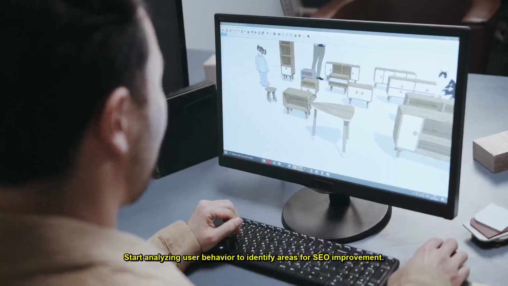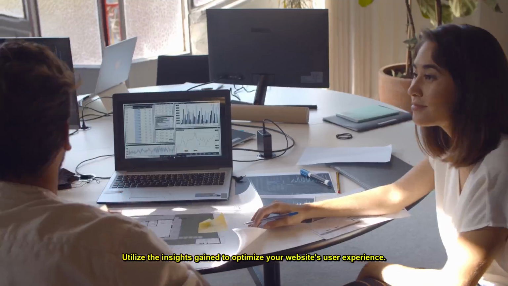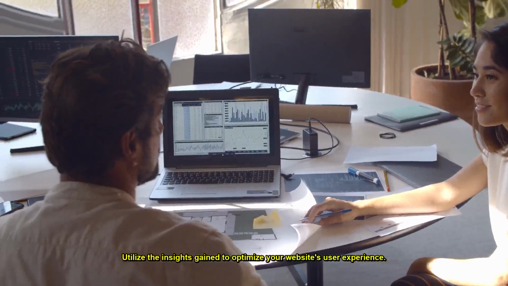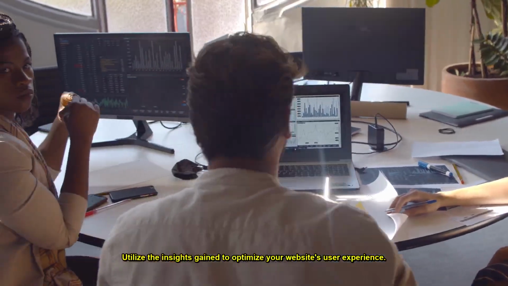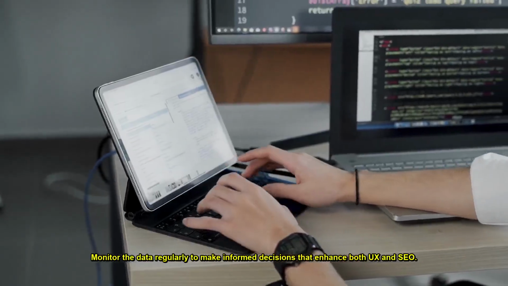Start analyzing user behavior to identify areas for SEO improvement. Utilize the insights gained to optimize your website's user experience. Monitor the data regularly to make informed decisions that enhance both UX and SEO.